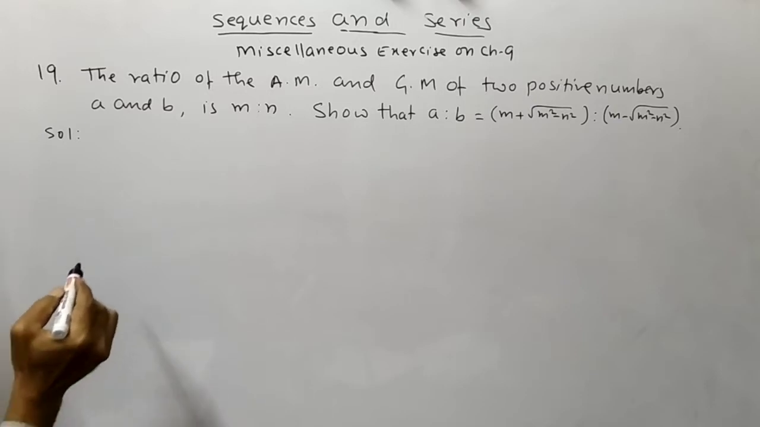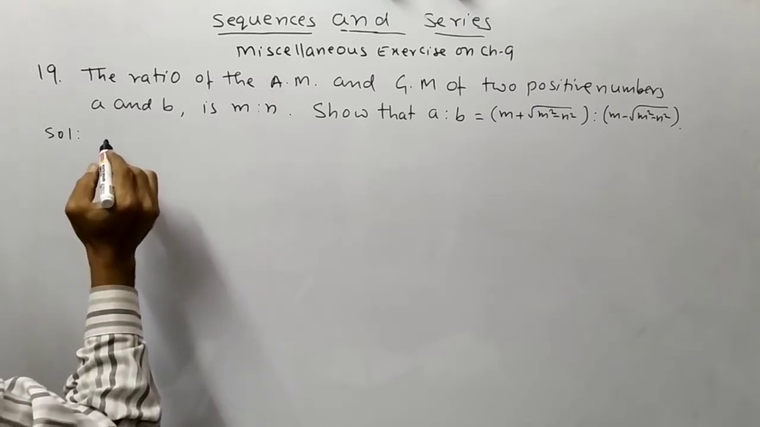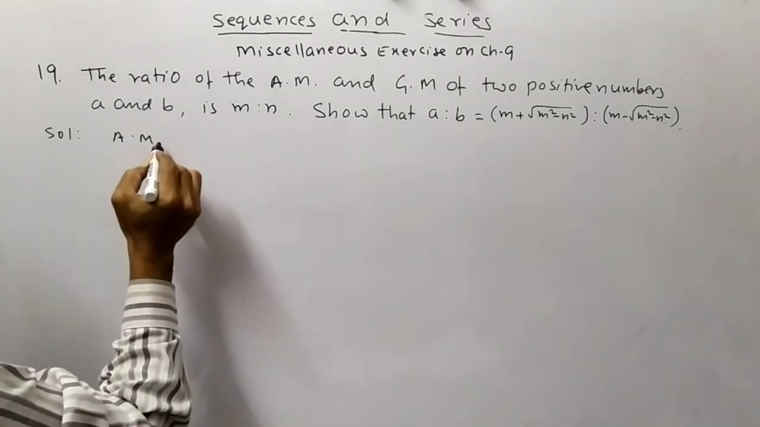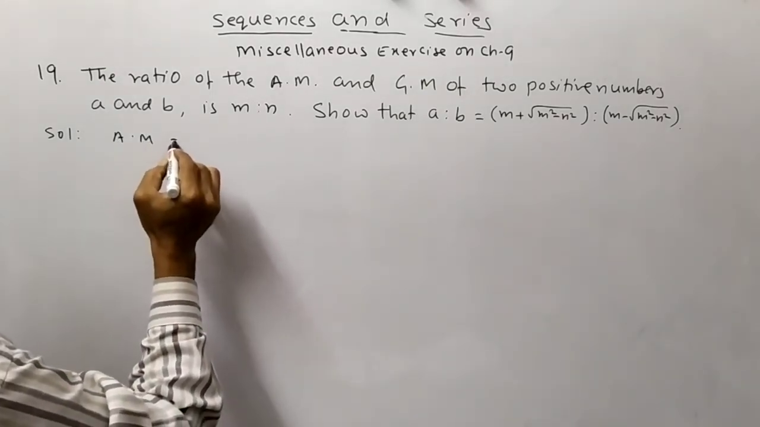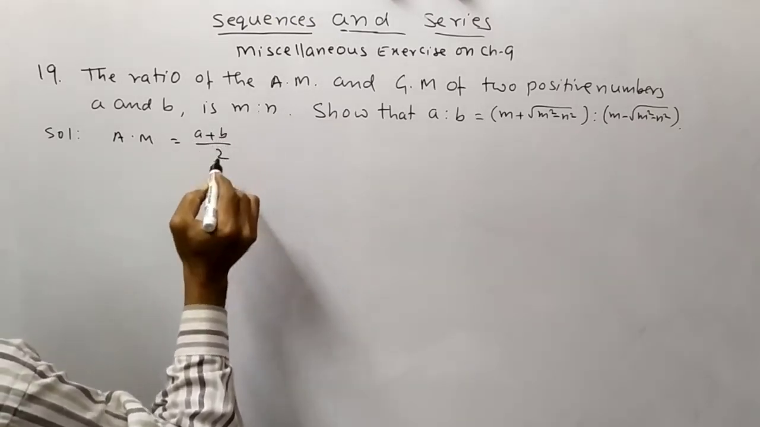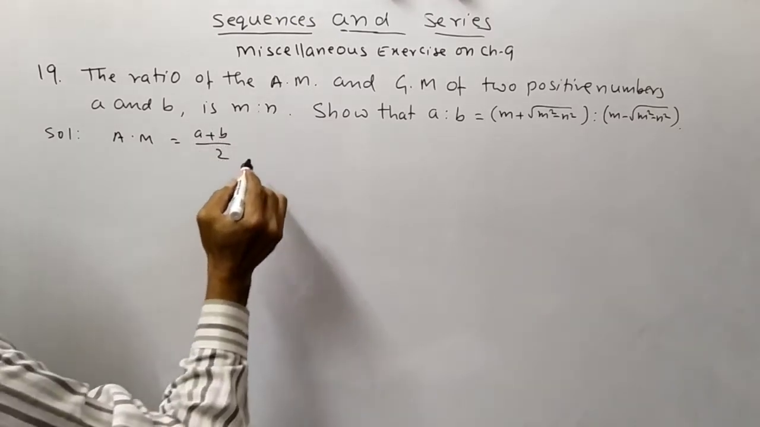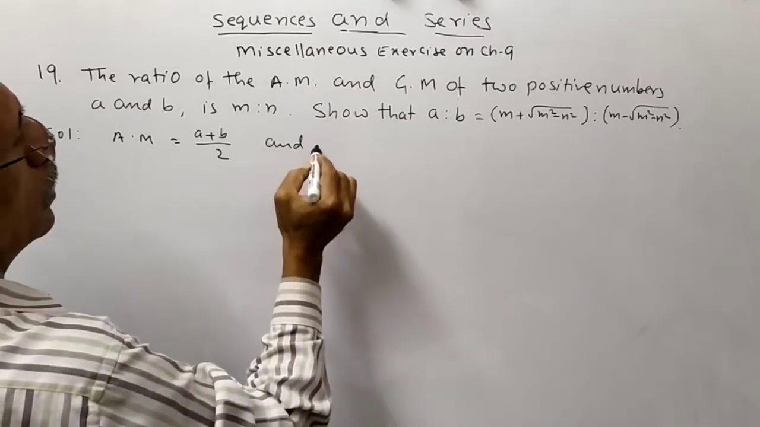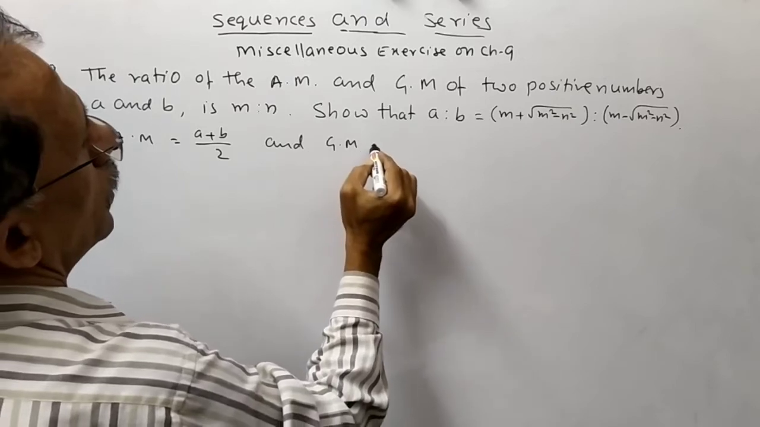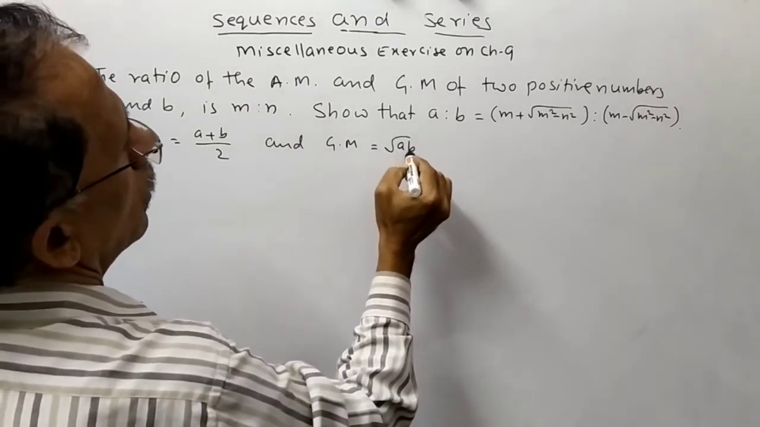Solution. Arithmetic mean of a and b is equal to (a plus b) divided by 2, and geometric mean of a and b is equal to square root of ab.